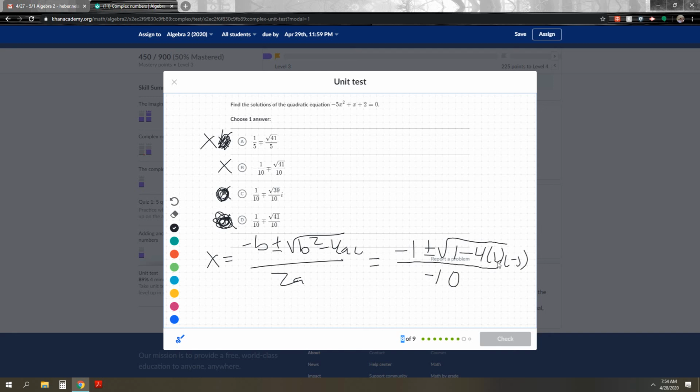-4 times 2 is -8. -8 times -5 is 40. So we actually end up with 1 plus 40 on the inside, or the square root of 41. That's this one right here.